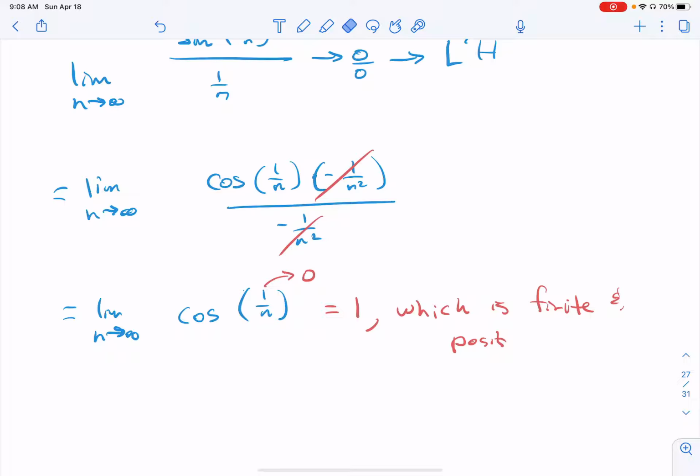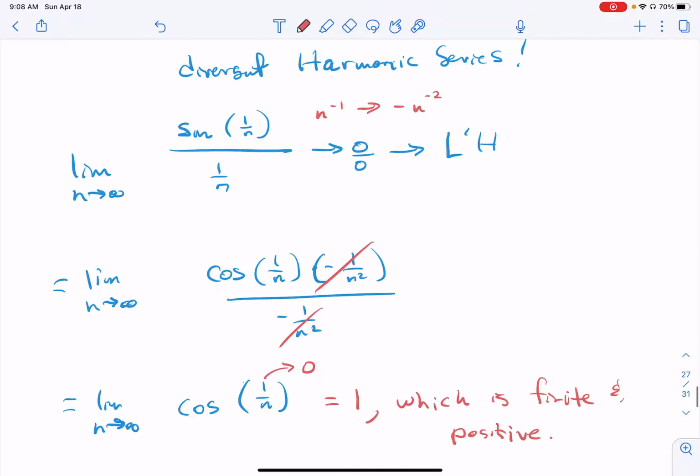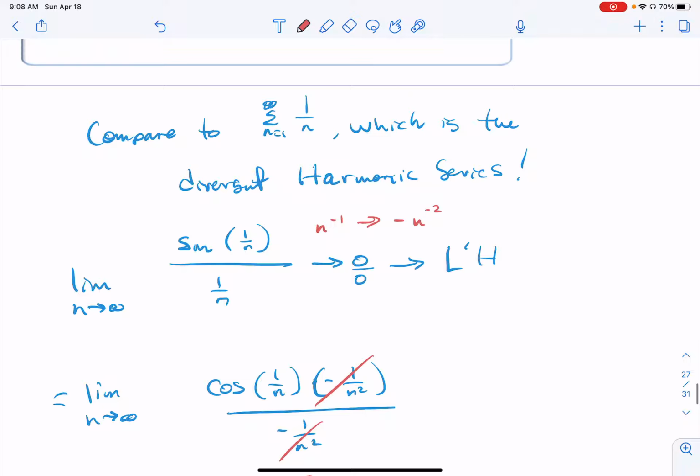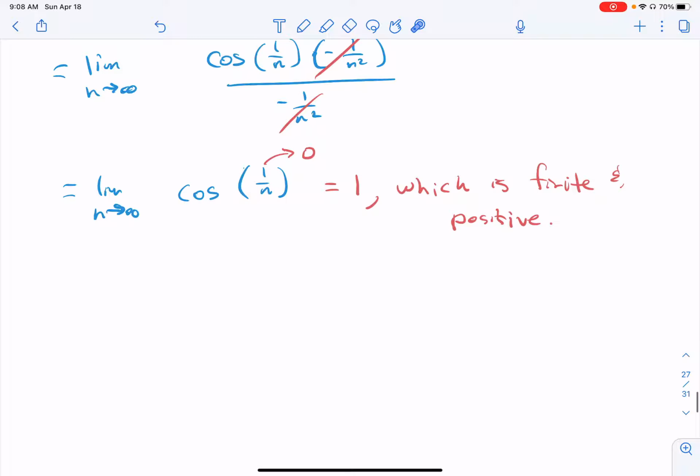Whoops, okay, positive. And I'm going to say that this time, for the sake of time especially, oh my gosh, I was talking about the sake of time and then I take the time to rewrite the word positive. Anyway, for the sake of time, I'm going to say that all of this is part of my conclusion here. I'm comparing it to the divergent harmonic series. I showed that the limit here was finite and positive when we took the quotient of those two things.